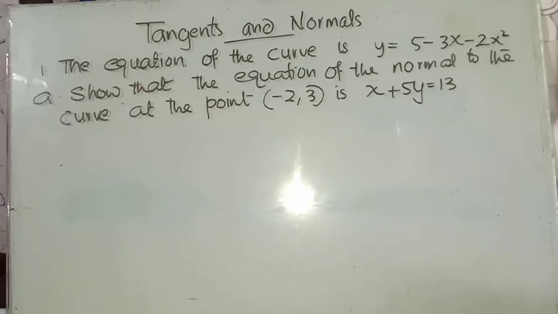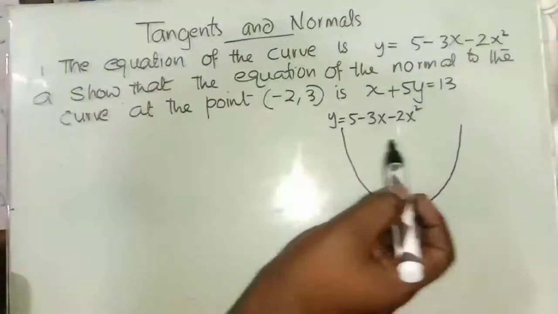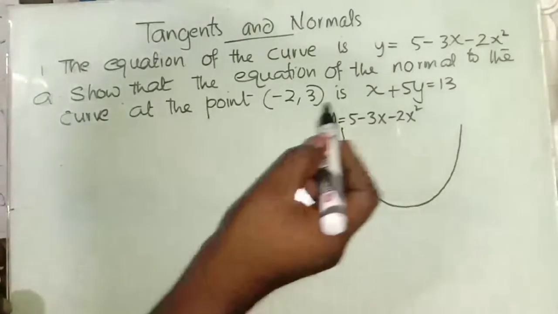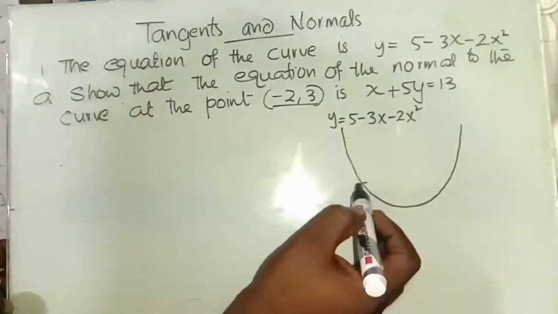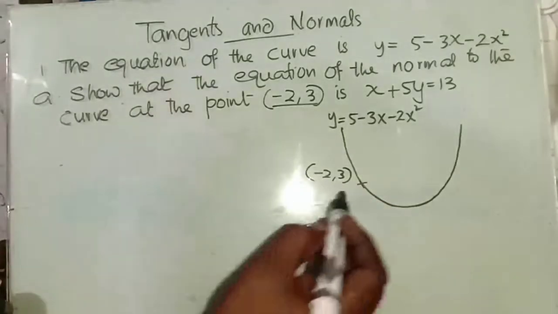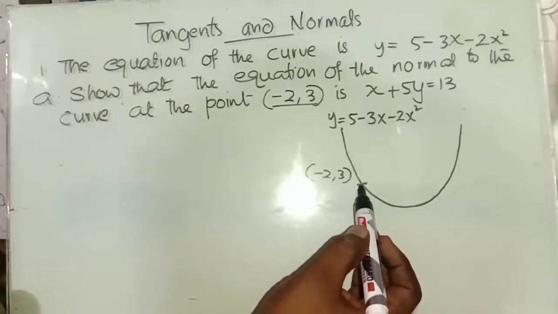We have to find the equation of the normal. We have to show that the equation of the normal is x plus 5y is equal to 13 at the point (-2, 3). Okay. So let's consider the curve y is equal to 5 minus 3x minus 2x square, and it has a point (-2, 3). Let's take (-2, 3) as this point. So we need to find the equation of the normal through this point.